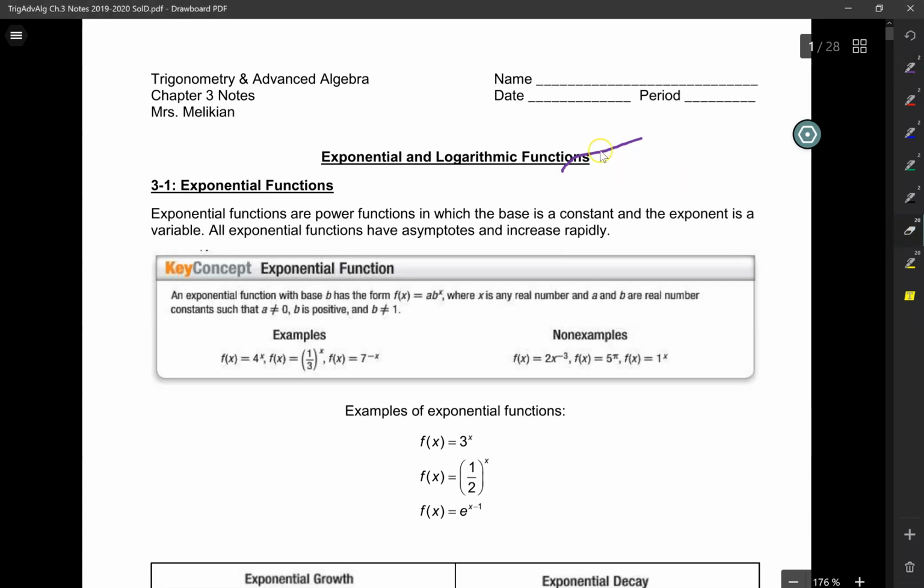Right, so we are going to start talking about exponential functions today, and this first lesson is an introduction, and we'll talk about what it means for something to be an exponential function and all of that stuff. So first and foremost, exponential functions are power functions.